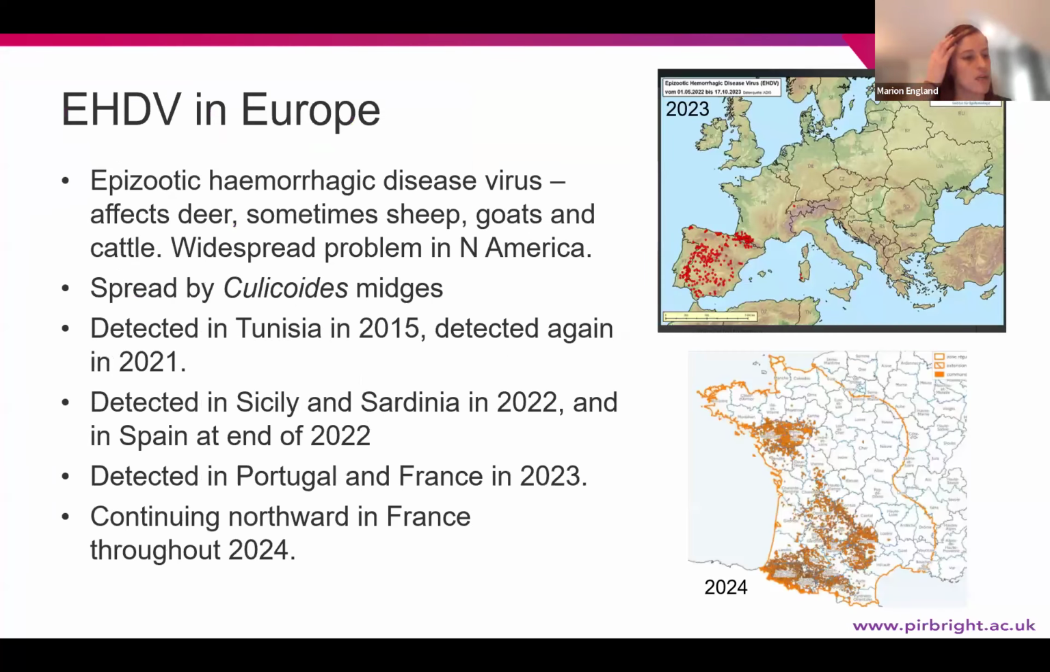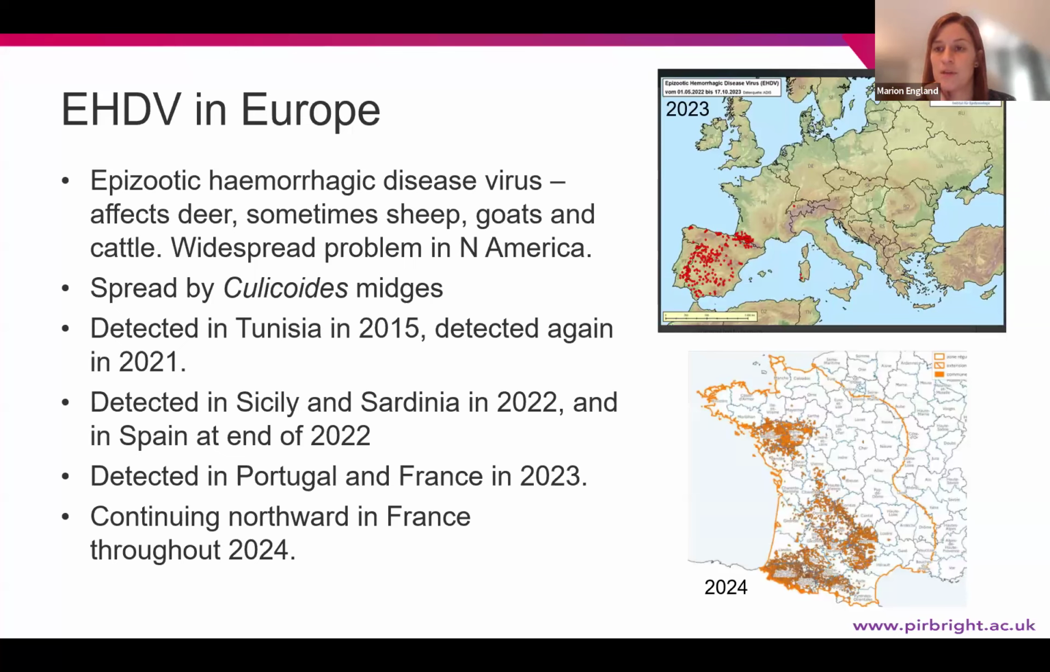Okay, so that's blue tongue. So I will very quickly just tell you about another virus that's transmitted by Culicoides. This is epizootic hemorrhagic disease virus. This is a closely related virus to blue tongue. It affects deer, occasionally sheep, goats, and cattle. We've never had it in Europe before until 2023.